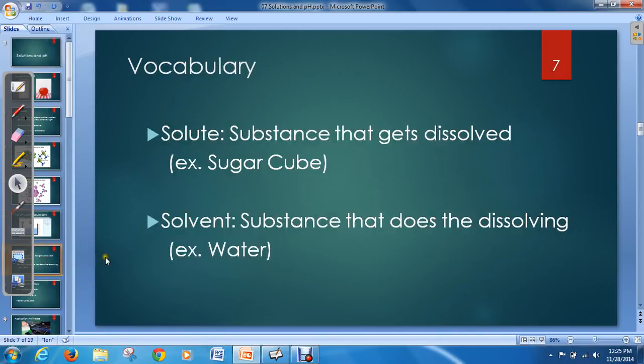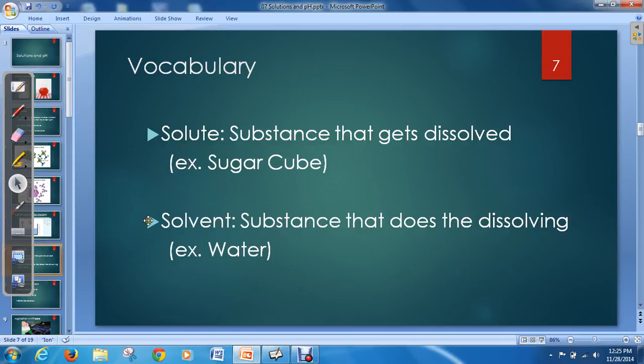All right, so some other vocabulary terms we want to know are solute and solvent. A solute is a substance that gets dissolved. For example, with a sugar cube in water, the sugar cube would be the solute, and the solvent is the substance that does the dissolving, like water. It's the thing that's dissolving the solute, breaking it apart into the substance. So you put a sugar cube in water. The sugar cube is a solute.